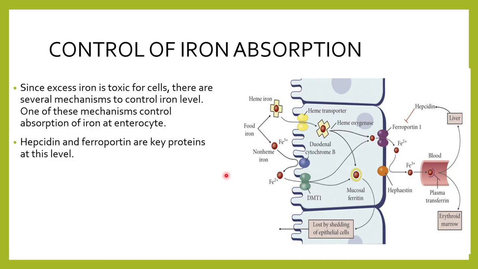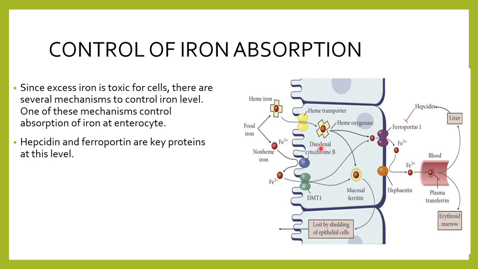Iron is toxic to the cells, so there are several mechanisms for us to control the iron levels. Iron is only lost in the body either through mucosal shedding or through menstrual blood. That's it. There is no other way in which iron can be lost. So this process has to be tightly regulated.